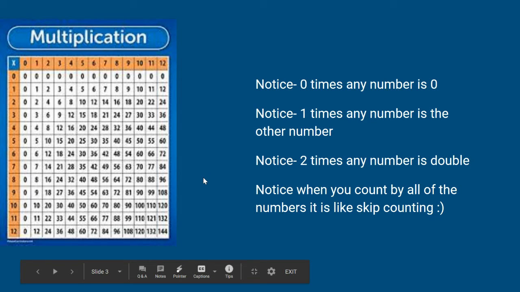If I wanted to find 9 times 1, I'd find the 9. Could do it this way and find the 1, and then I find where they match up. So 9 times 1 is 9. You could also do it in this direction. 9 times 1. See how the 1's up here? 9 times 1 is 9, right?